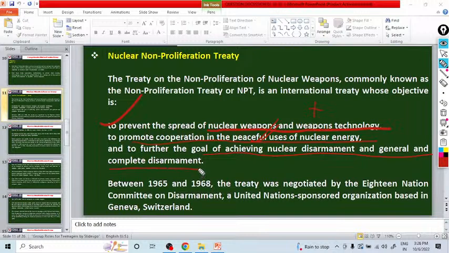The third objective has two things. First, to further the goal of achieving nuclear disarmament, as well as general and complete disarmament. So, nuclear disarmament is the disarmament of nuclear weapons, and complete disarmament is about the other weapons again, not only nuclear weapons but also other weapons.